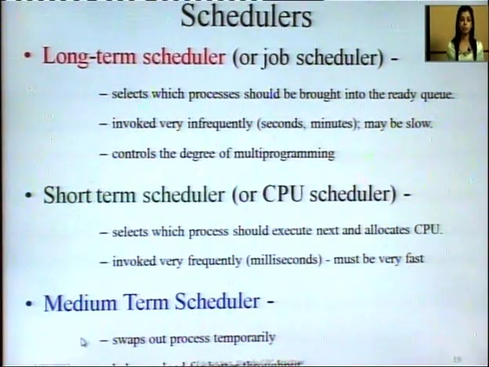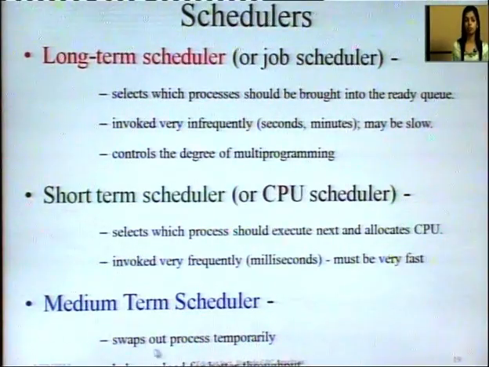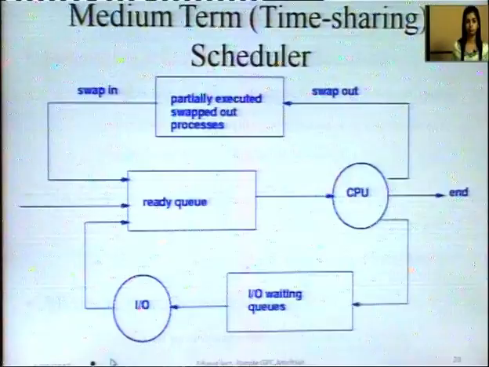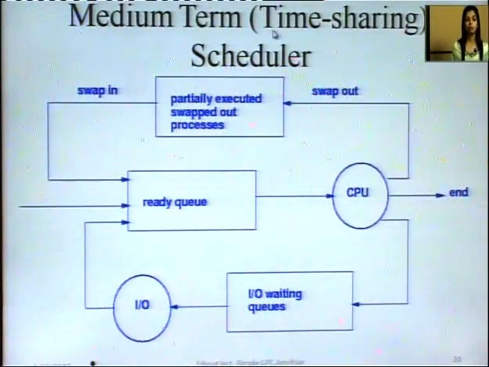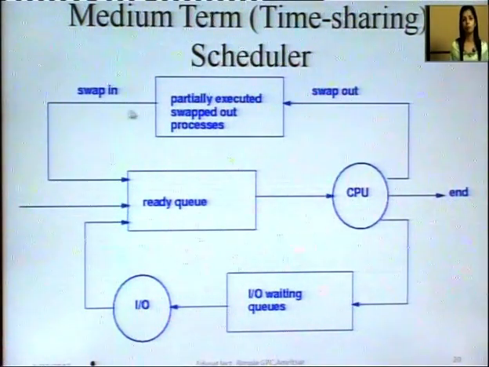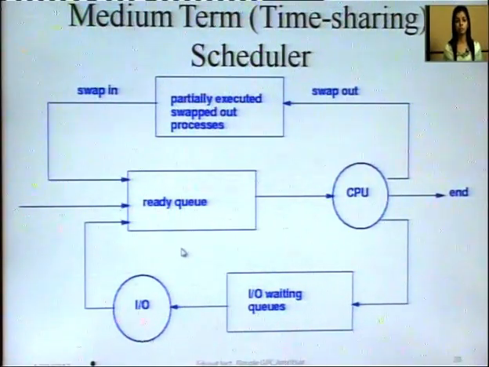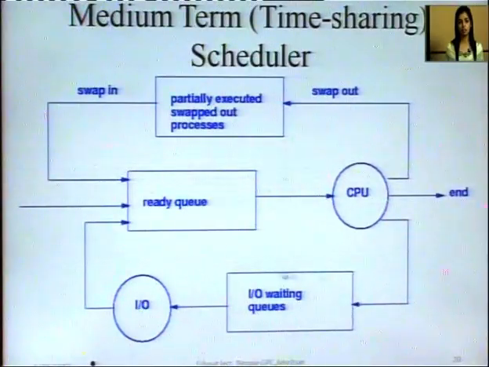So, another type of scheduler is the medium-term scheduler. The medium-term scheduler swaps out processes temporarily and balances load for better throughput. Okay. So, medium-term schedulers perform their processes after crossing a number of stages. Okay. They may swap in and swap out their partially executed processes.